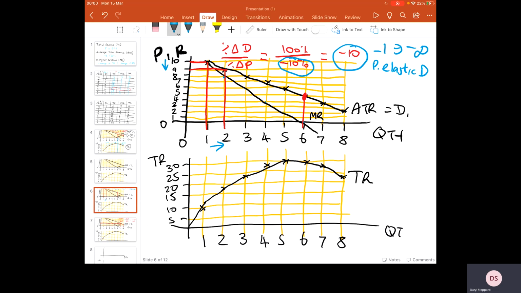So what this means here then is that demand is very responsive to that change in price. So I'll reiterate that again. Demand is very responsive to a change in price.